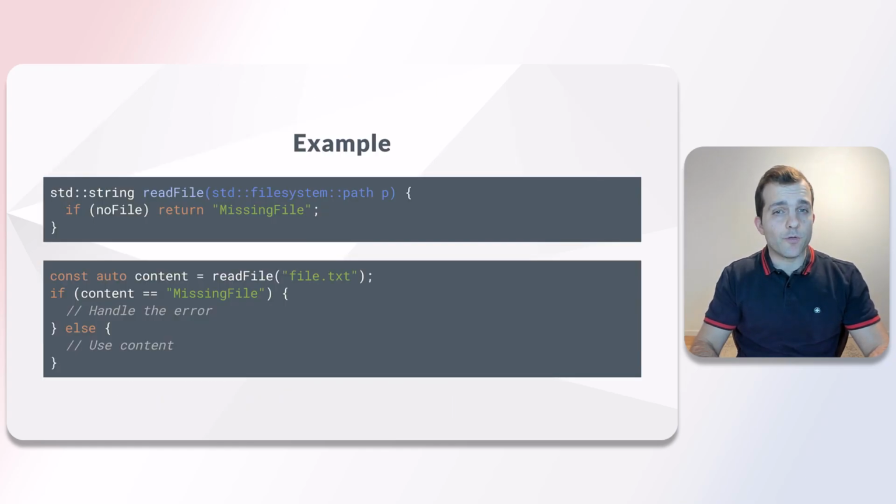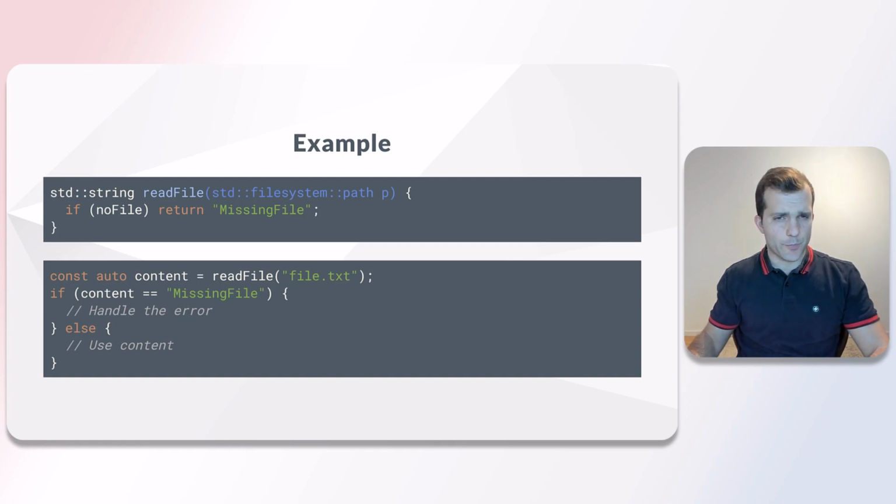Here's an example of how we can use invalid values to report errors. When no file is found, we return a string with the value "missing file". Then in the caller, we check if the return value is equal to "missing file", and if so, we handle the error. The approach is very simple and, as we discussed, allows us to distinguish between different kinds of errors.